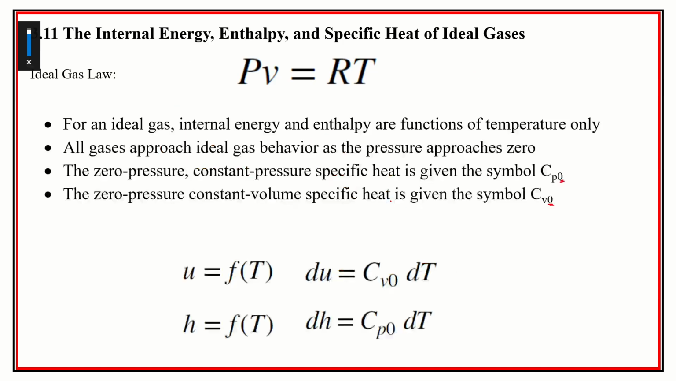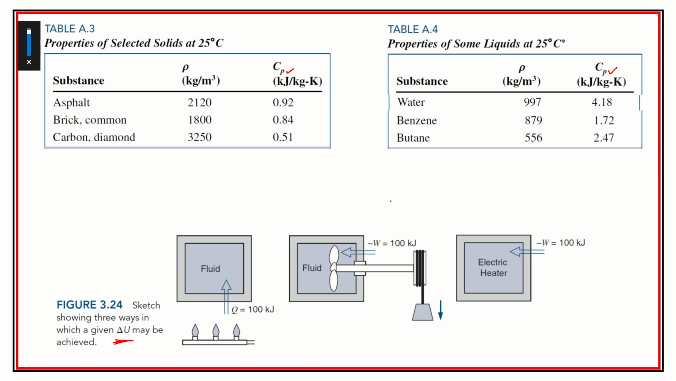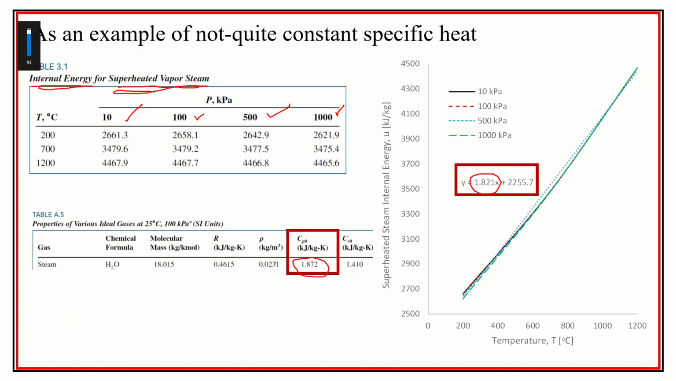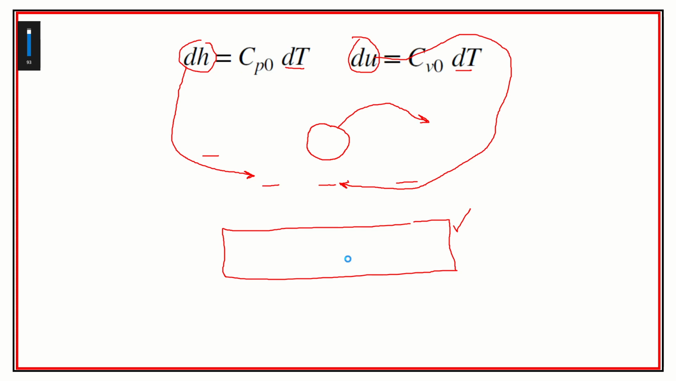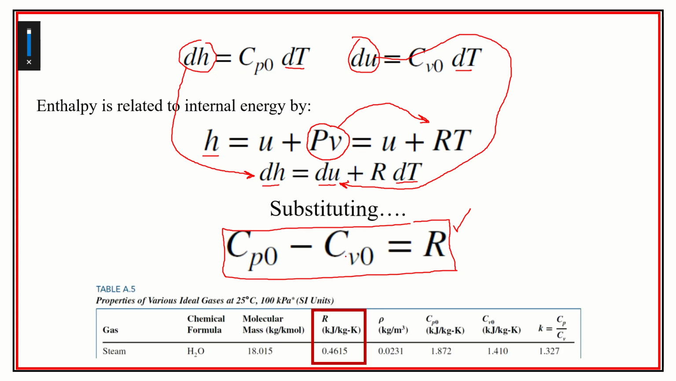So we could go back up and look into our tables, if we could find it right there, and we could check that out. If we were to subtract this one from that one, we would get this one for steam, right? So I already put that in there. You could try it out. 1.872 minus 1.410 equals 0.4615. Take my word for it. It does.